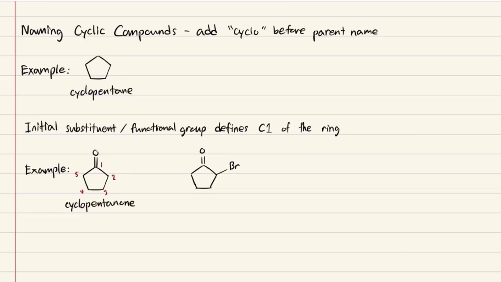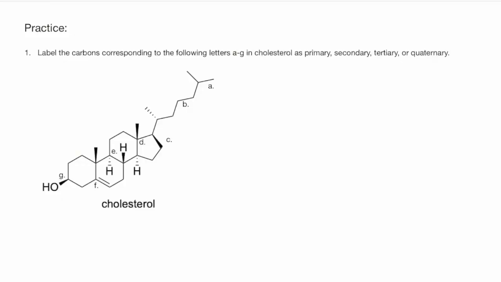So what if we have 2 substituents? The same rules apply. We refer to this structure as 2-bromocyclopentanone, where carbon 1 is defined by the ketone functional group and the bromine substituent is at carbon 2. As always, let's do some practice. Label the carbons corresponding to the following letters, A through G, in cholesterol as primary, secondary, tertiary, or quaternary. Feel free to pause the video and try this problem on your own first.